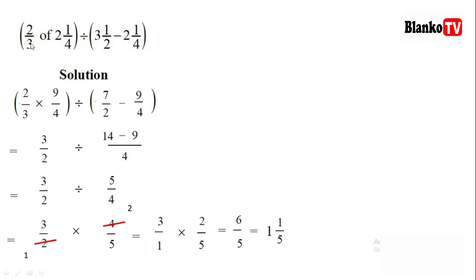So if we are to evaluate 2 over 3 of 2 whole number 1 over 4 in the bracket, divided by 3 whole number 1 over 2 minus 2 whole number 1 over 4, also in a bracket, if we are to evaluate this, our final answer is 6 over 5, or 1 whole number 1 over 5.